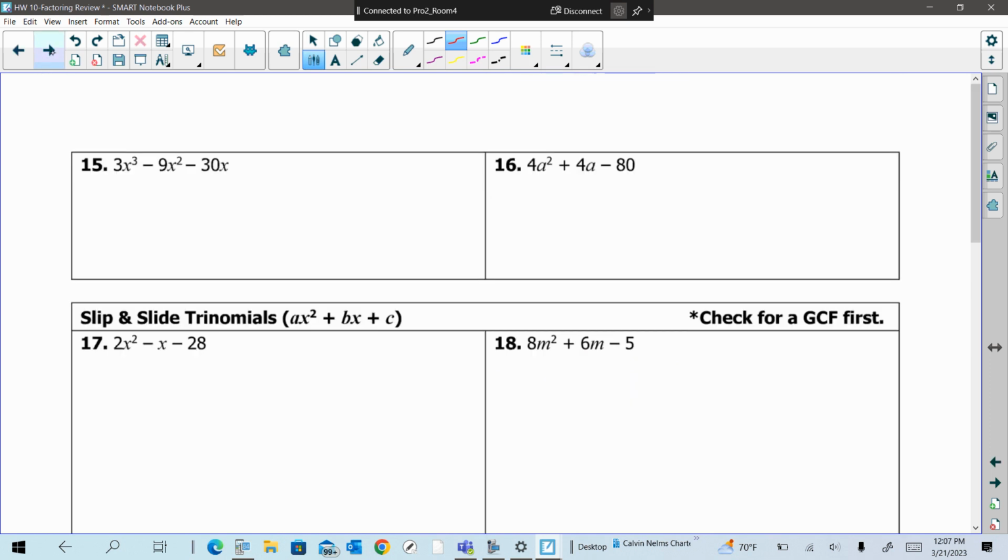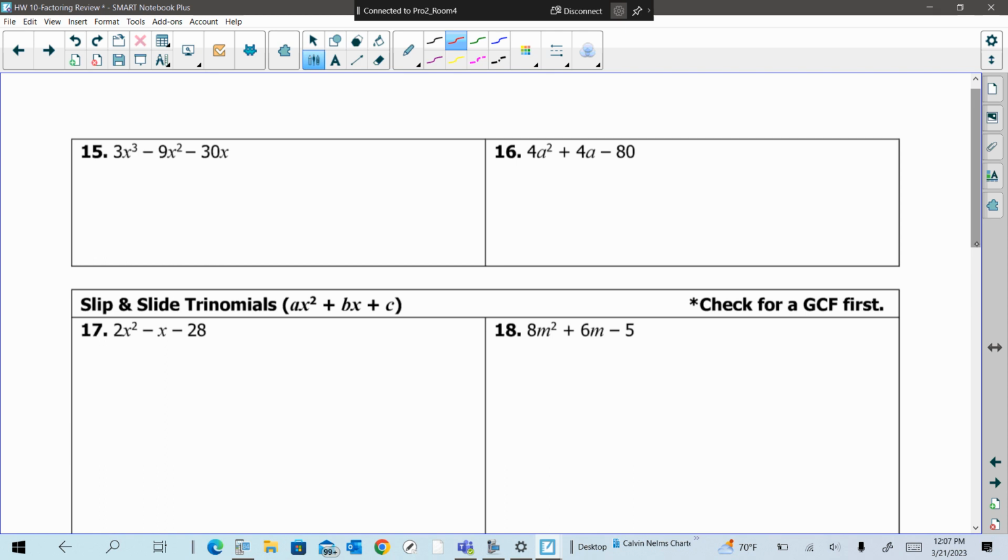So on the back here, we're still doing X puzzle. This does have a GCF, just giving you a heads up. Hopefully you see it's 4. Okay, and then you continue with your x puzzle after that.